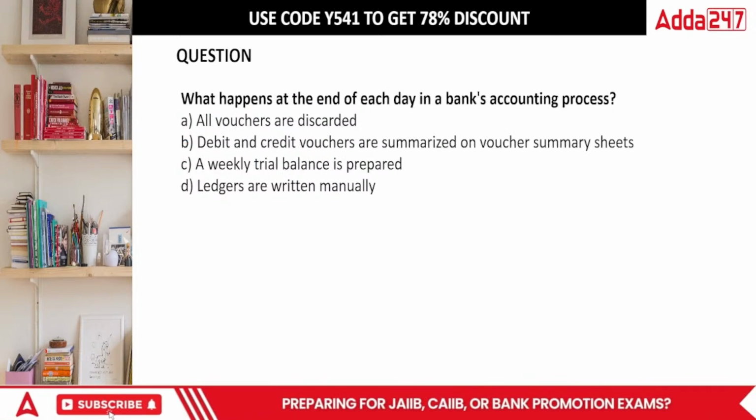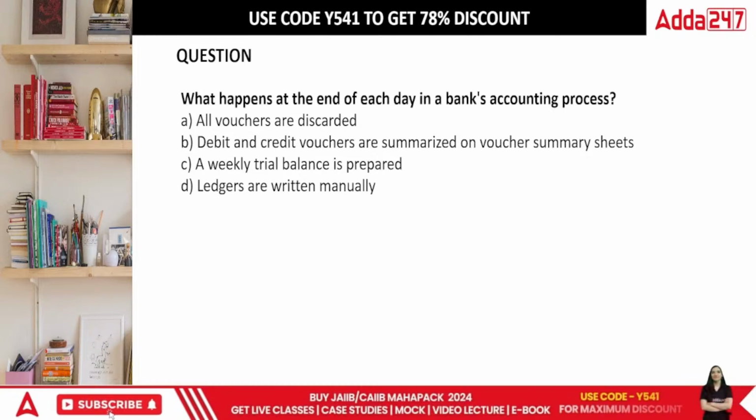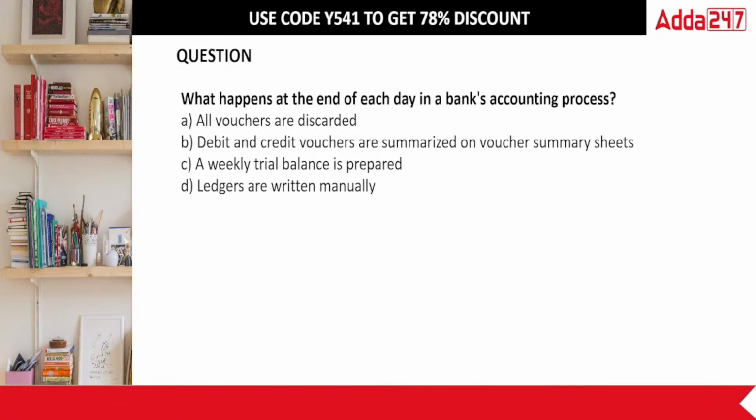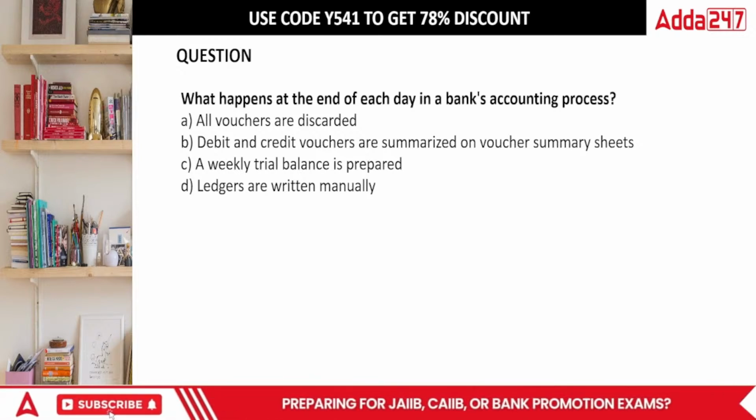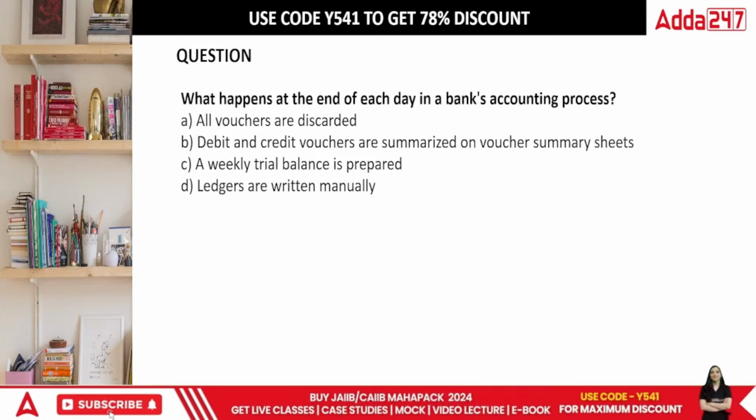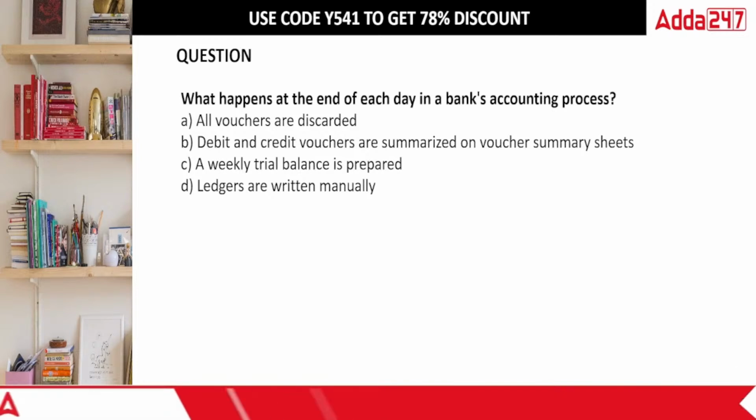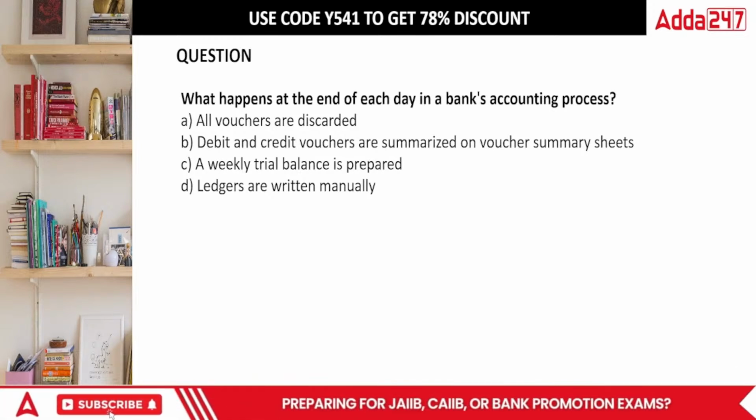Next point. What happens at the end of each day in your accounting process? All vouchers are discarded, or debit and credit vouchers are summarized on voucher summary sheets. A weekly trial balance is prepared, or ledgers are written manually. Ledgers is something we don't say we can write manually. It is going to be such a time consuming task.